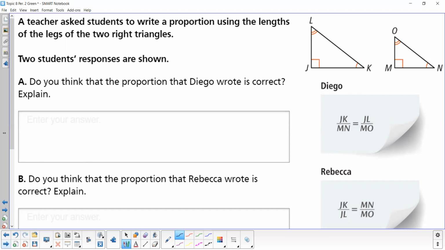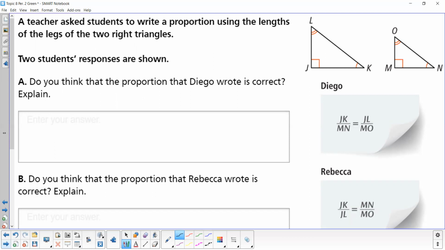So here's what Diego's saying. He says we could set up a proportion by doing JK over MN, this side over this side, equals JL over MO. Is his proportion okay? Yes. I agree, he's being consistent. This side over this side equals this side over this side, right? How about Rebecca? She's saying JK over JL equals MN over MO. Is that also okay? Yeah.